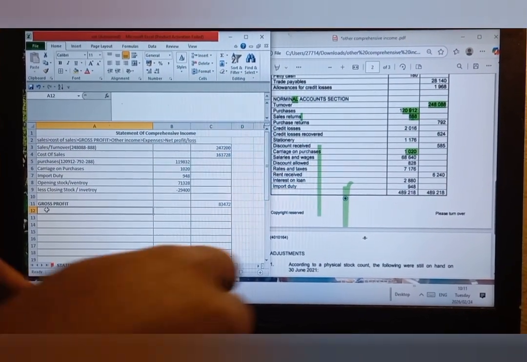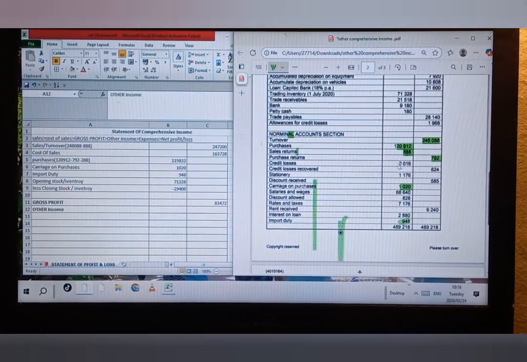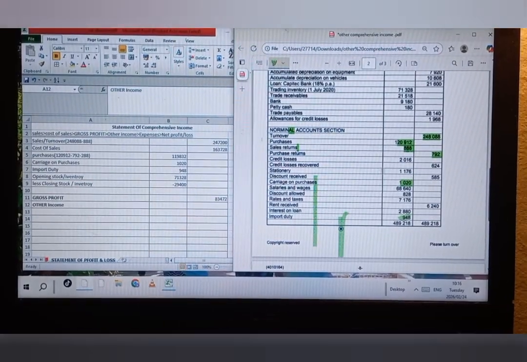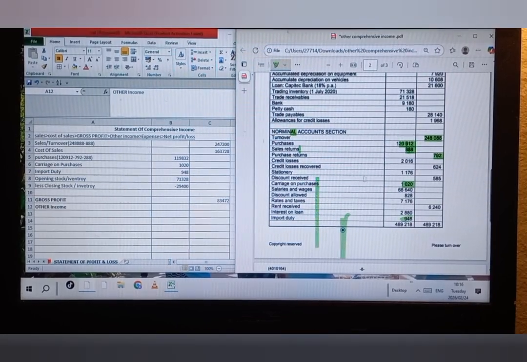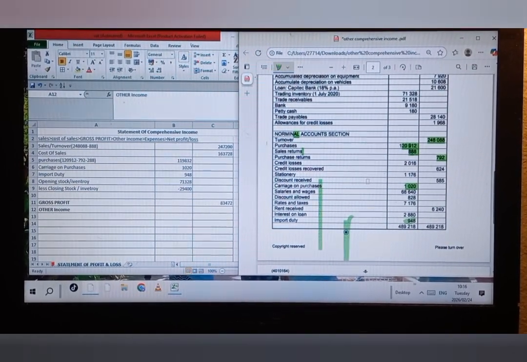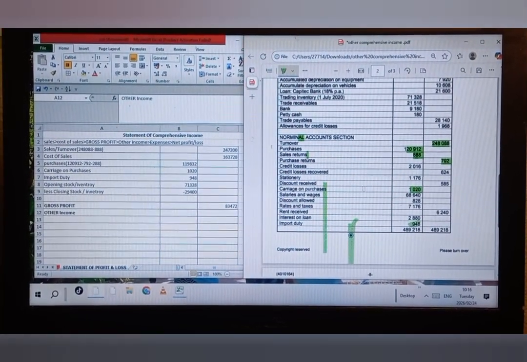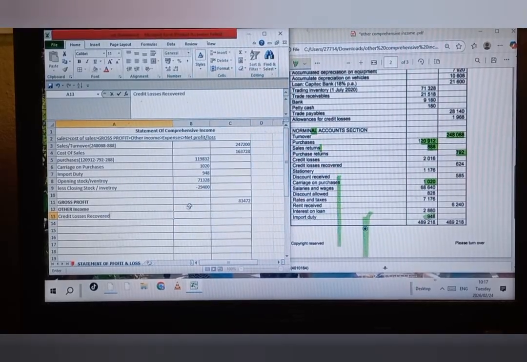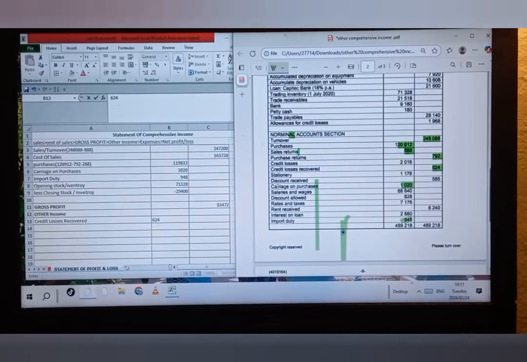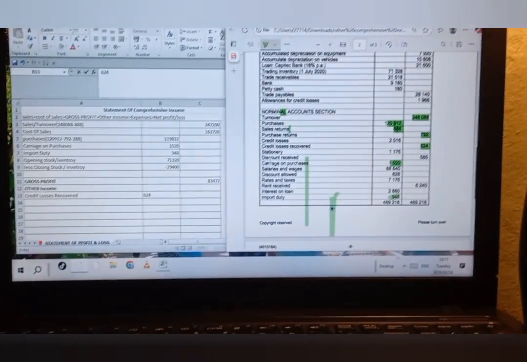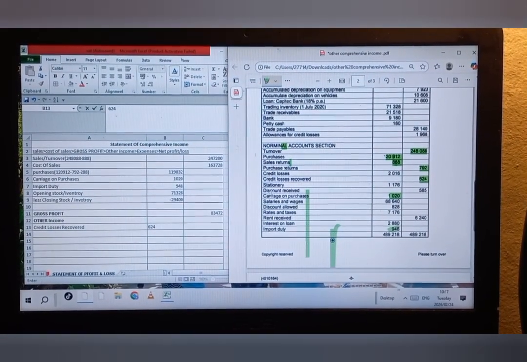And then we have other income. We check from our trial balance: credit losses, that's an expense. Credit losses recovered, guys, that's an income. Meaning bad debts that were written off, they came back saying now we are able to pay whatever debt we have with you. So they become credit losses recovered. Credit losses recovered is 624. And then we have stationery, we have discount received. Discount received: whenever we were purchasing or doing any transaction with our suppliers, we got a discount.